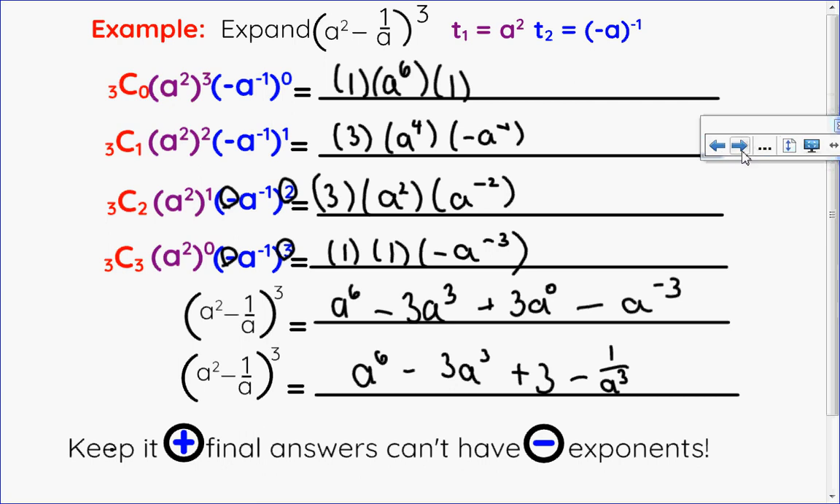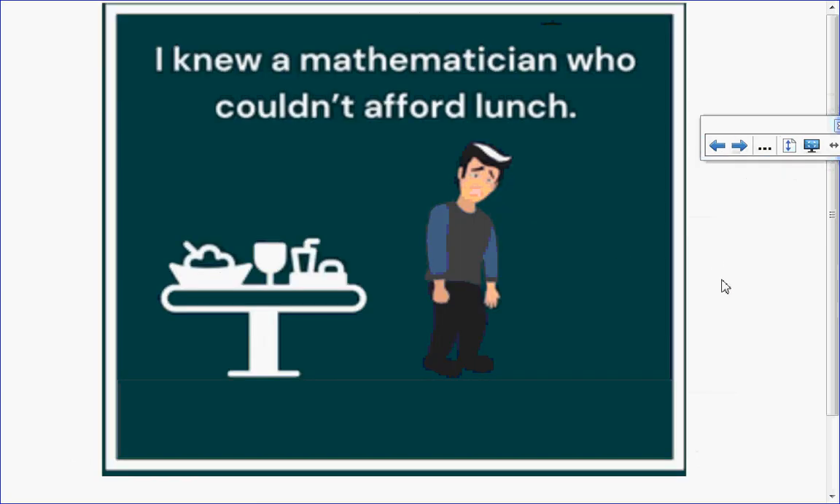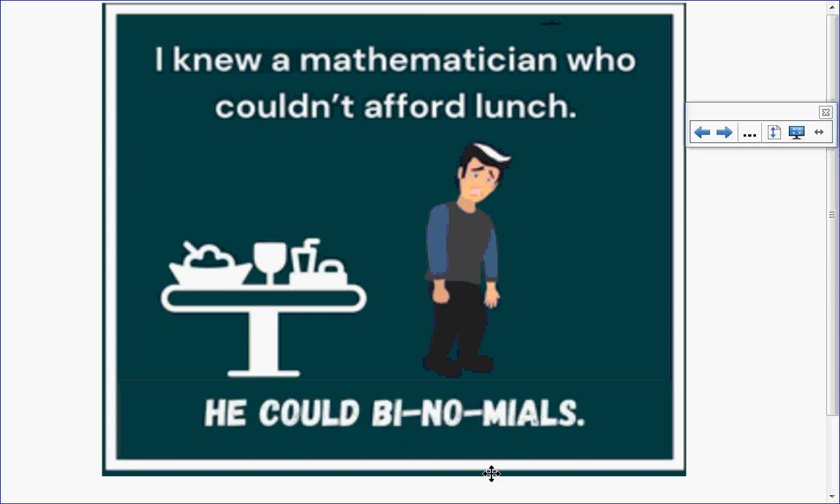So this has all been about expanding binomials. And I once knew a mathematician who was so poor he couldn't afford lunch. He had or could buy no meals. Get it? Buy no meals.